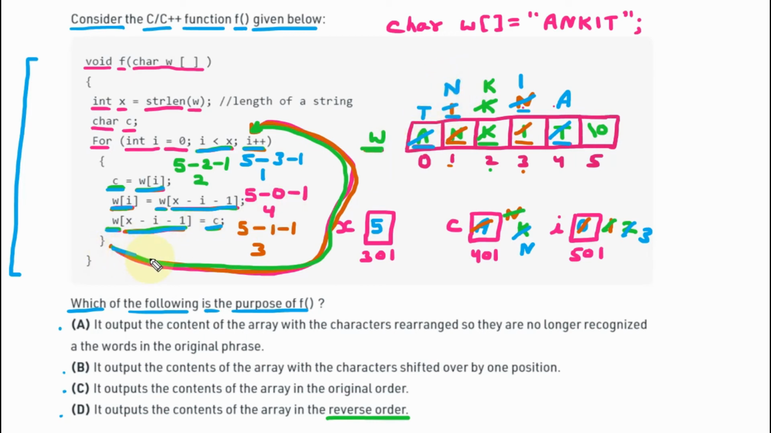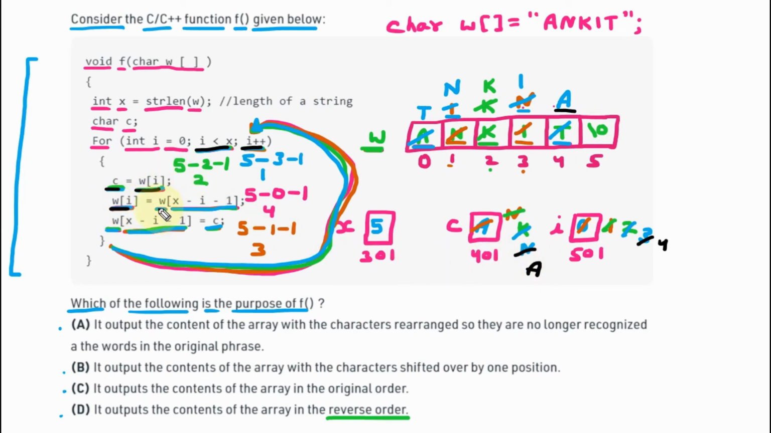It is a loop. It will be going back again I plus plus. So here the value of I is incremented to 4. I less than x. So here 4 is less than 5. Perfect. Coming inside, c is equal to wi. w4. So w4 is a. This a is stored in c. So here the value of c is a.